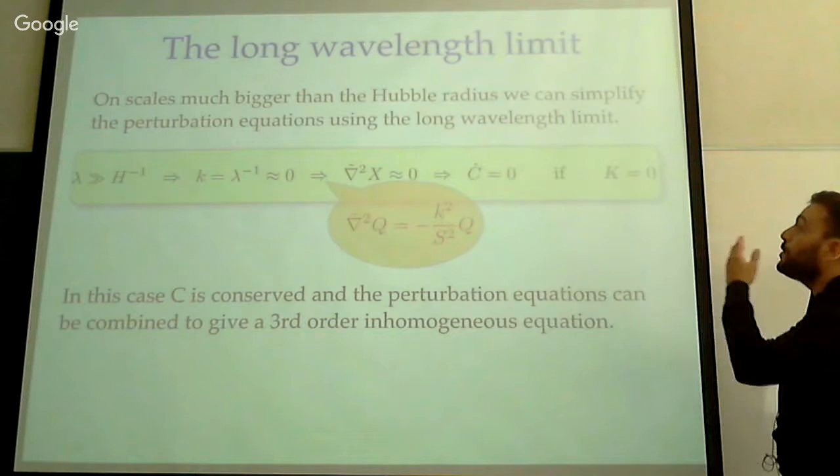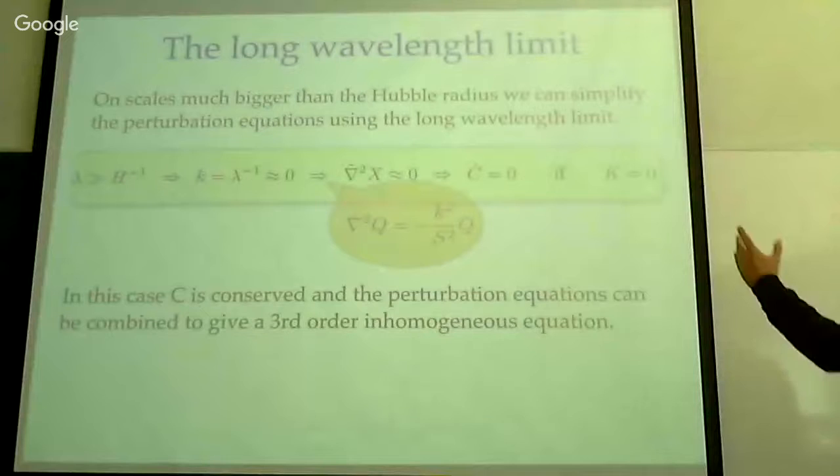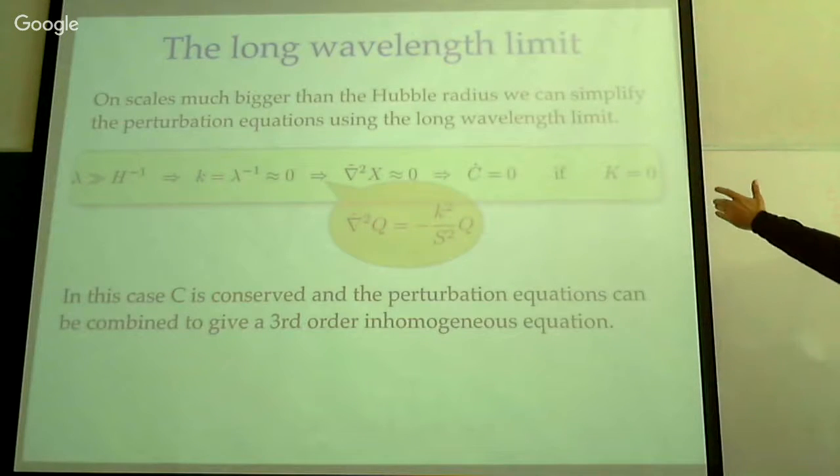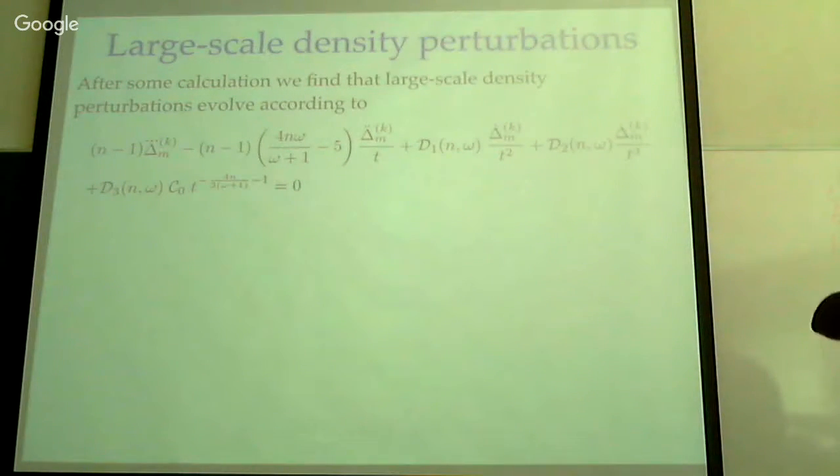So for example, in the long wavelength regime, you remember what I said about the equation for C. We are at scales which are much bigger than the horizon scales. So k is very small, and this means that the Laplacian is really 0. Since we have k equals 0, then C dot is equal to 0. So C is conserved, C is a constant, which means that our system is now order 3 rather than order 4. You can actually write down the complete equation, which is complicated but manageable.